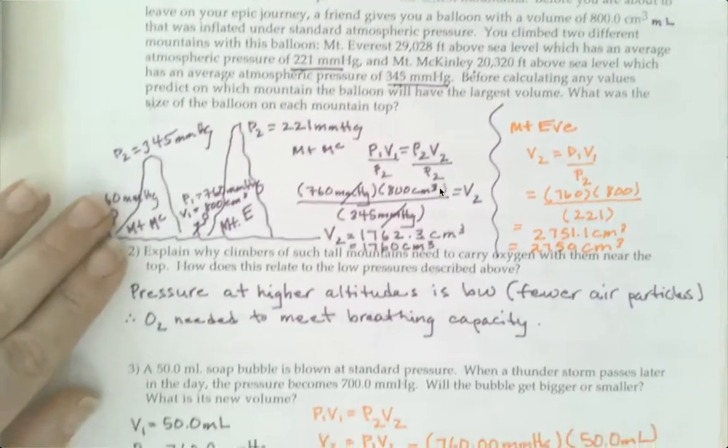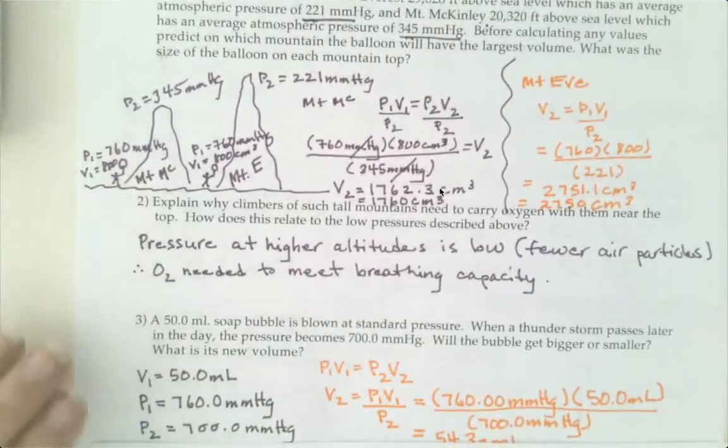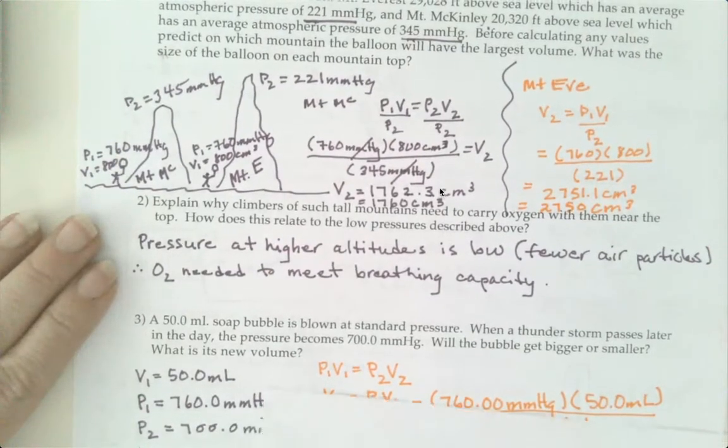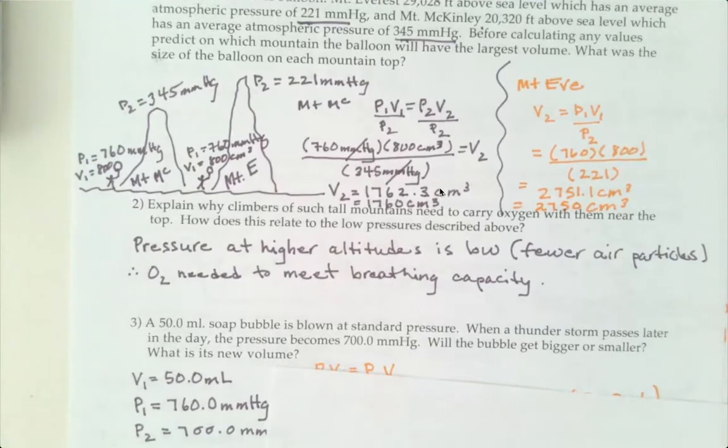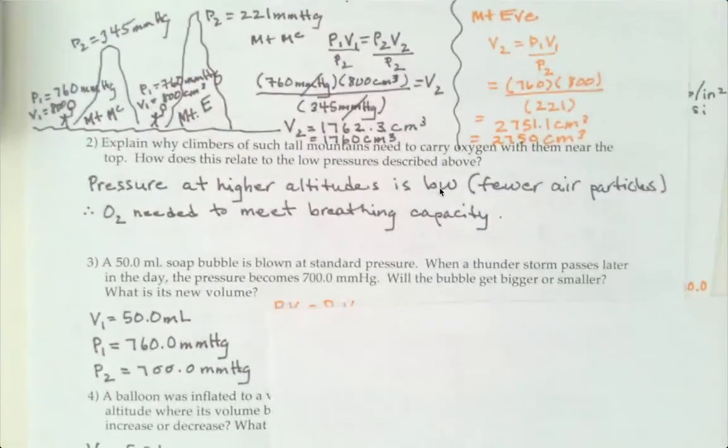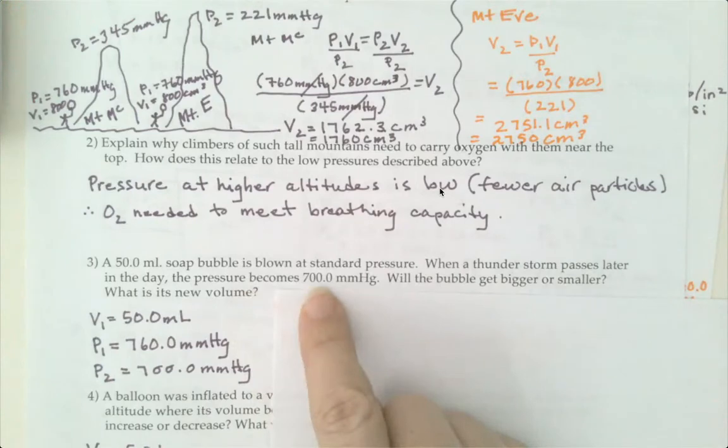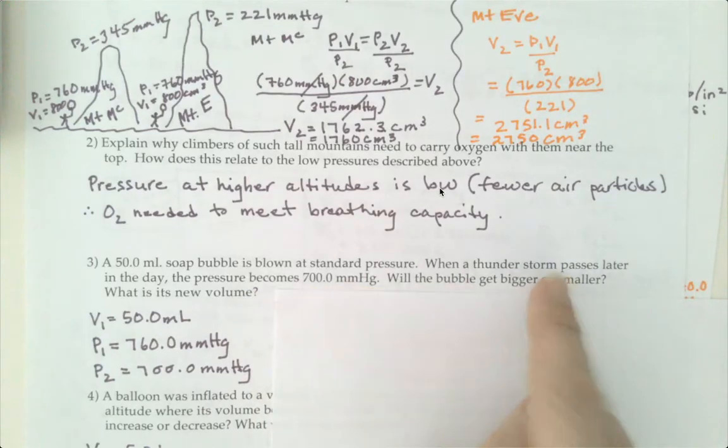In number 3, you have a soap bubble and it's blown at a standard pressure, okay? And the standard pressure could be many different units, so we want to read ahead. When a thunderstorm passes later in the day, the pressure becomes 700 millimeters of mercury. So generally when there's storms, pressure drops in the atmosphere. Will the bubble get bigger or smaller?